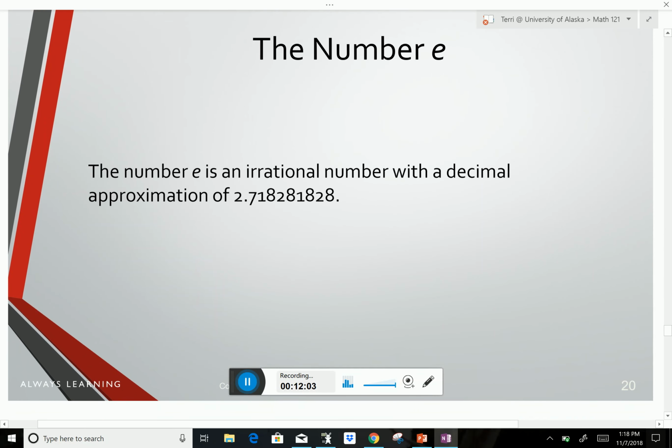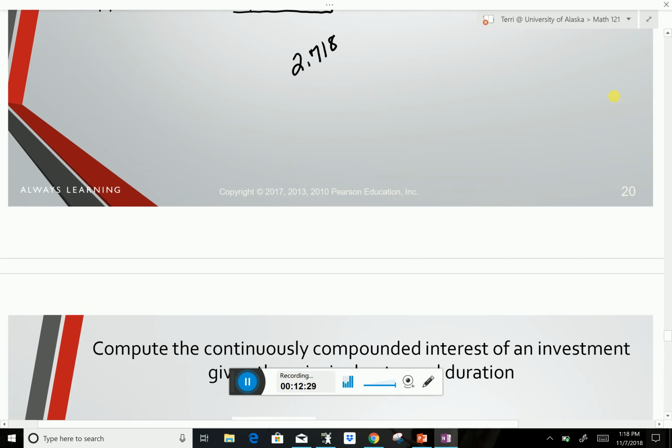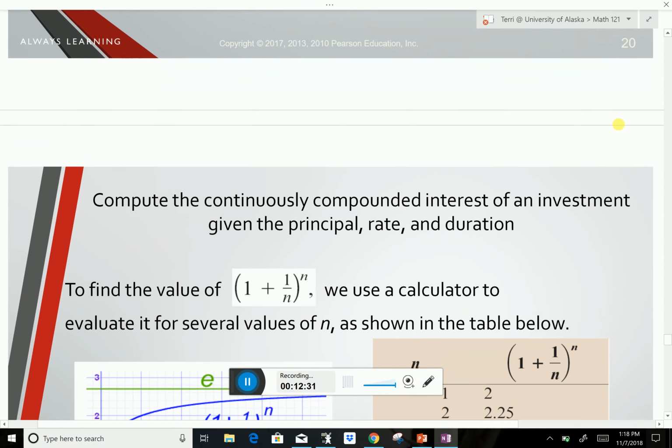The number e. The number e is an irrational number, and you should have seen it before, in 105 or whatever other math class you took before this. Here's a decimal approximation. I usually do 2.718. So it's like pi. It's a very important number in finance because of how it was found.